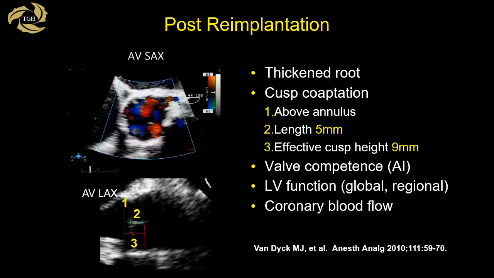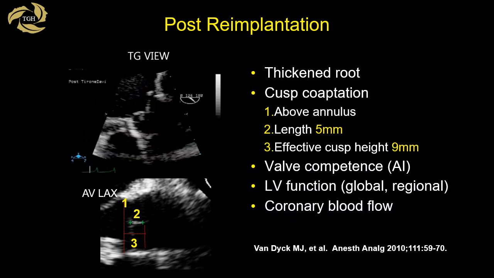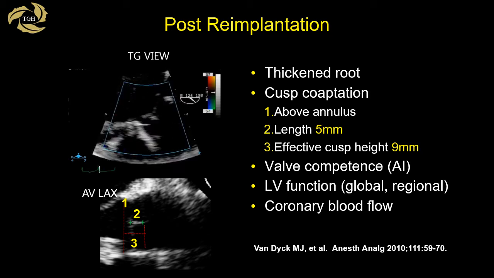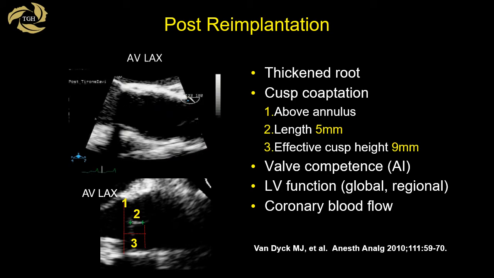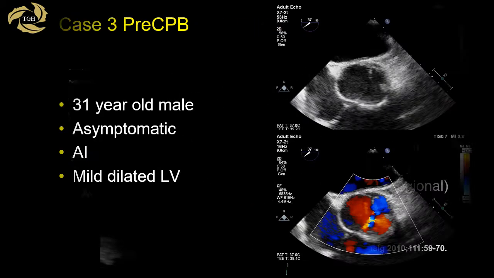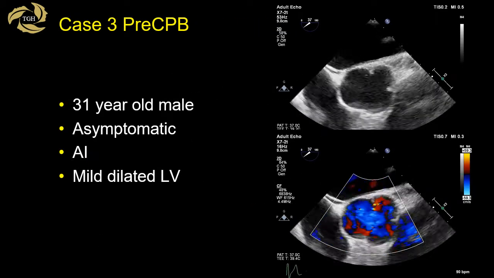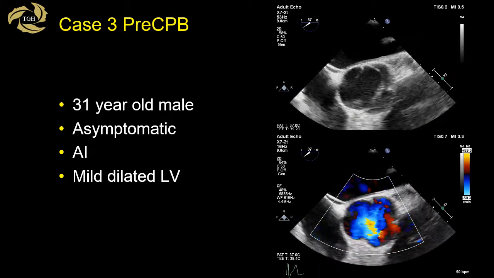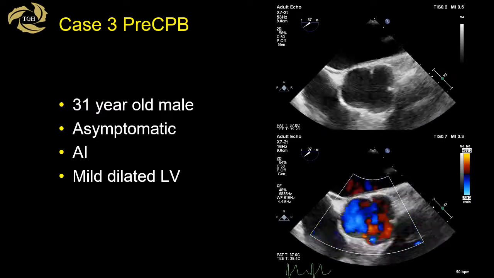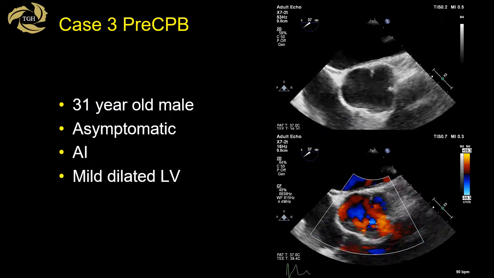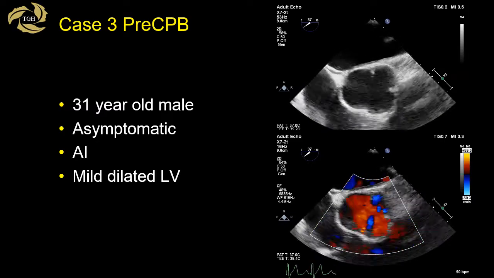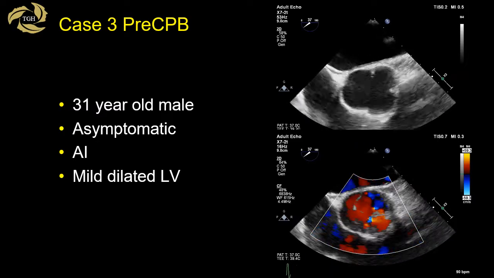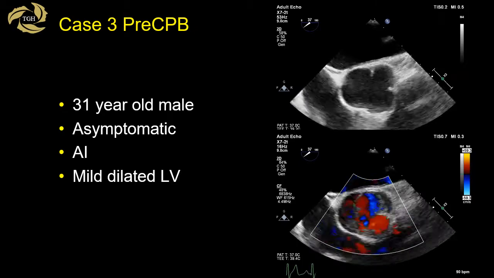Left ventricular function should be assessed, and if regional wall motion abnormalities are present, coronary blood flow should be examined. Case 3 is a 31-year-old male who is asymptomatic with aortic insufficiency and a mildly dilated left ventricle. Based on these views, what is the patient's pathology? This patient has a classic bicuspid aortic valve.